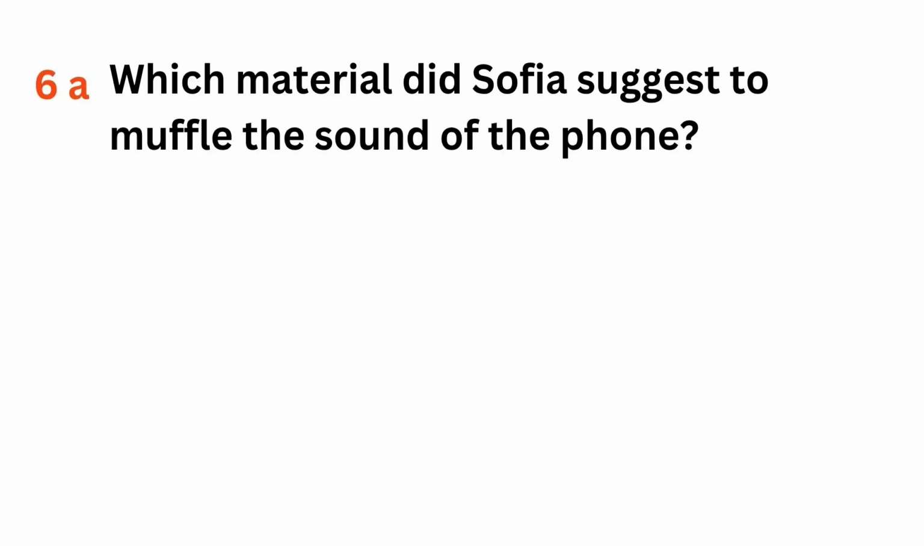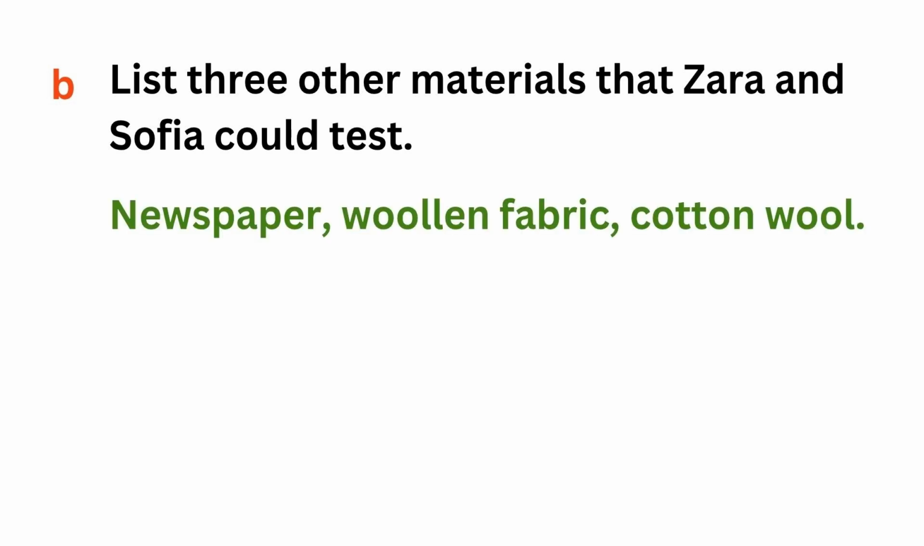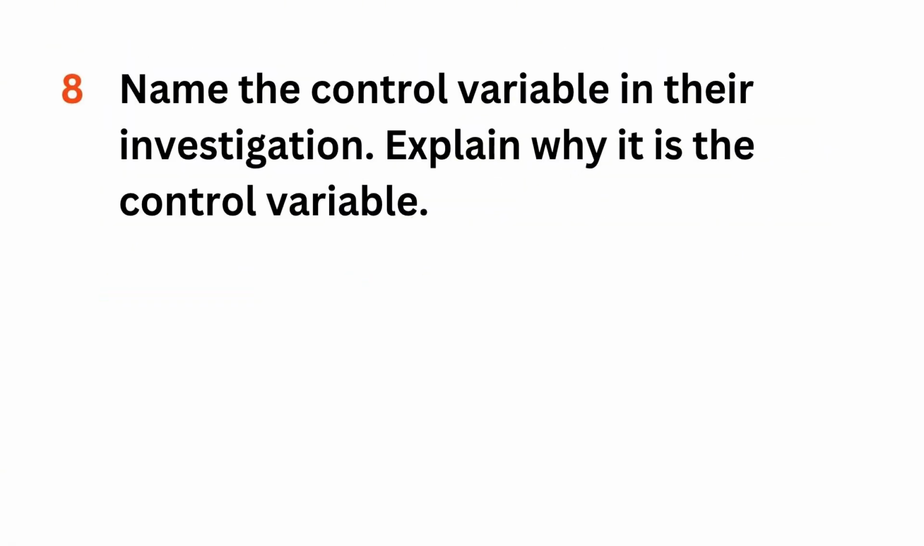Question number 6a. Which material did Sophia suggest to muffle the sound of the phone? Cotton. B. List 3 other materials that Sarah and Sophia could test. Newspaper, woolen fabric, cotton wool. Question 7. Write down 2 other pieces of equipment and apparatus that they will need to make it a fair test beside the materials to test and the mobile phone. A sound level meter.